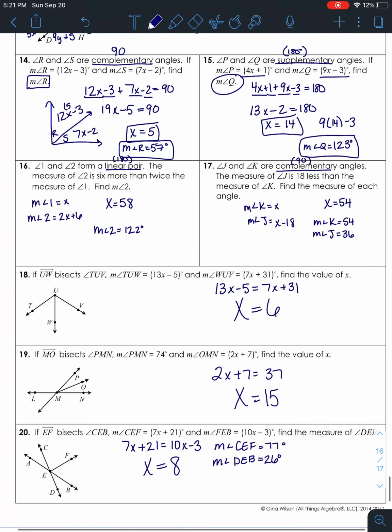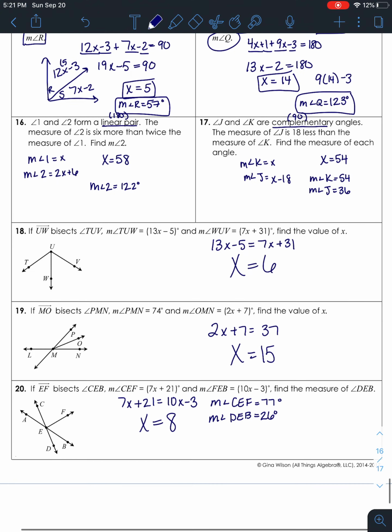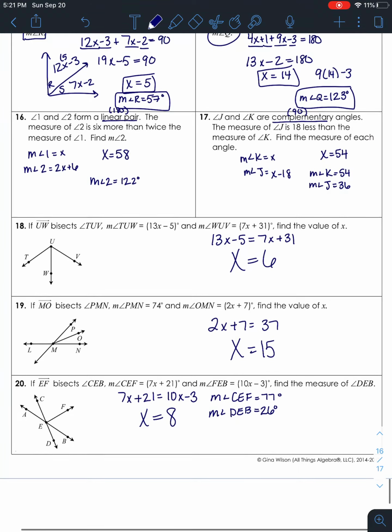All right, here's the answers for 16 and 17, 18, 19, and 20 as well. So pause the video here, see if you can grab those, and let's move on to our last little section of notes here. Almost done.